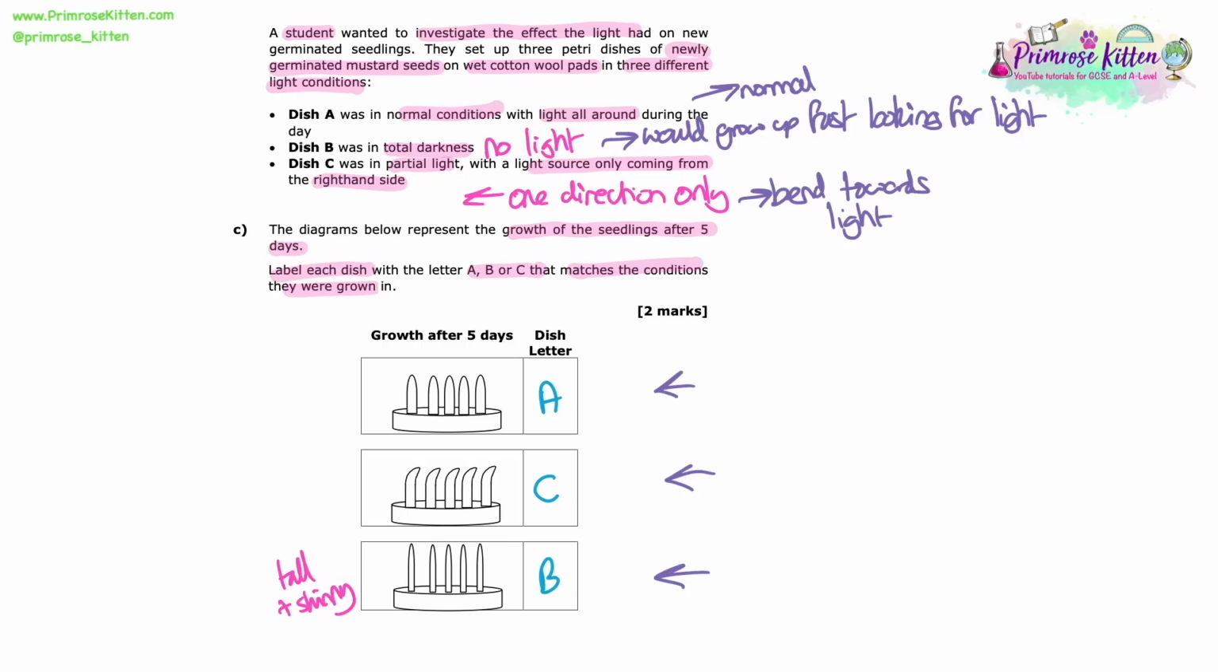And so therefore that bottom diagram must be the ones that were grown without light. And then A is just the normal. So that's the top picture.